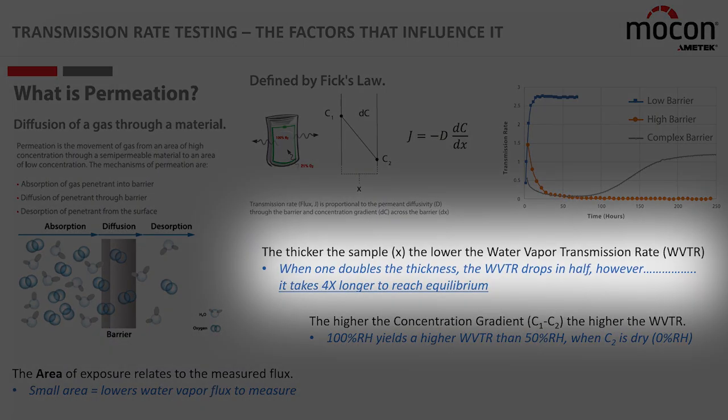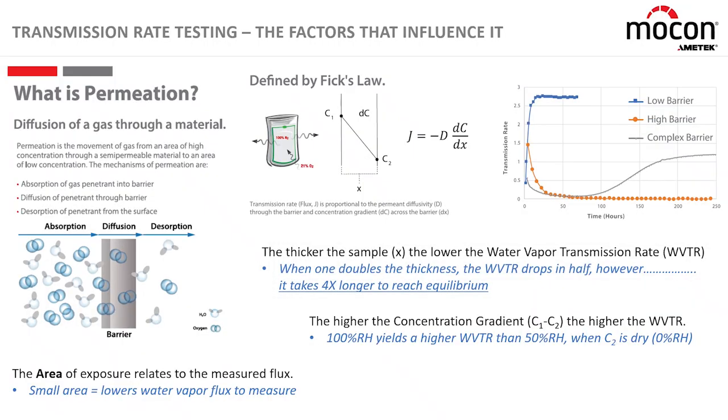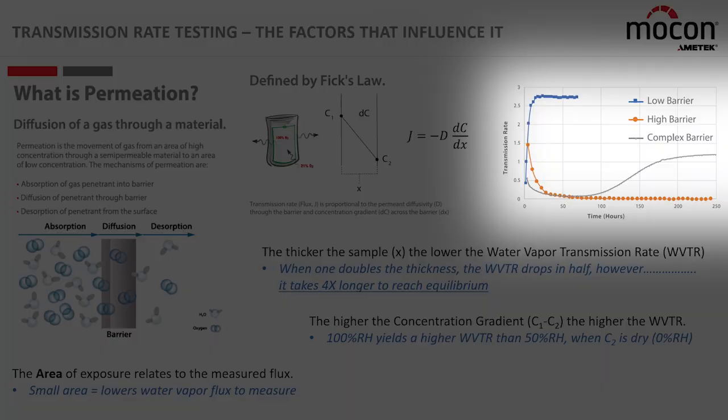Another factor is the thickness of the material. When you double a material's thickness, the transmission rate will cut in half, so less water comes through. An artifact of that is, yes, you reduce the transmission rate, but it also takes 4 times longer to reach equilibrium. So a test that may be quick for one sample, here's an example of a graph of transmission rate versus time, will be slower if I'm using a much thicker material. It'll be 4 times slower. This uptake curve will be much slower.